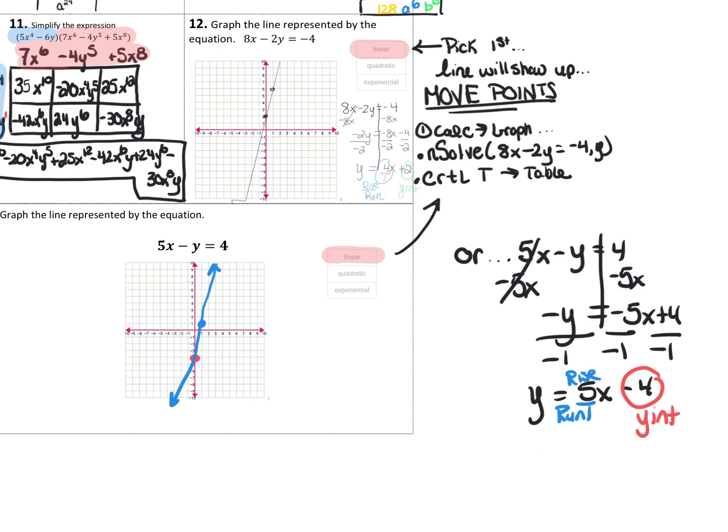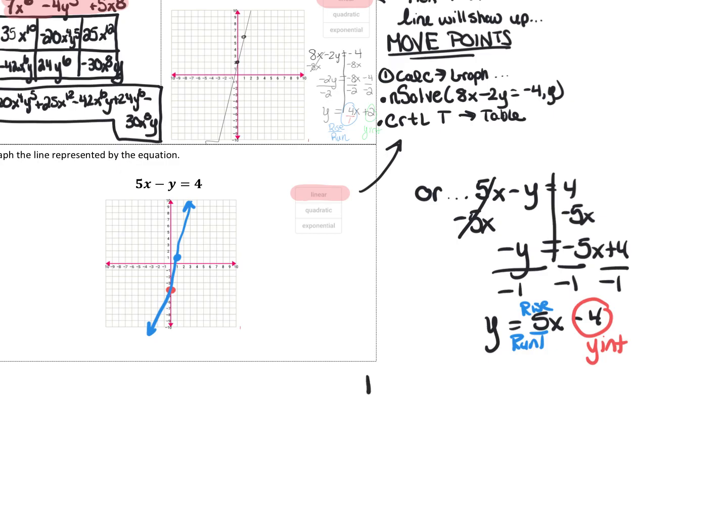You also, if you want to use Desmos for 12 and 13, you have to get to y equals, you've got to solve for y, and you can graph them, or you can do it in the calculator, and then you can trace points off of Desmos and do this as well.